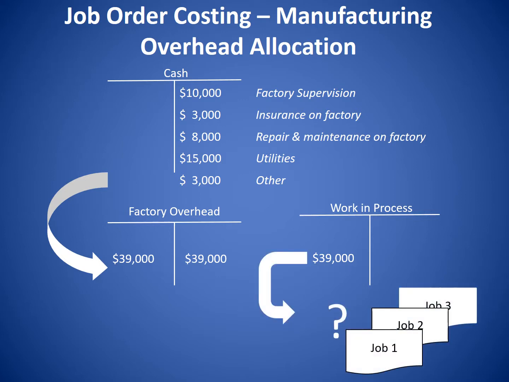Now the question becomes, I've got $39,000, and how do I spread those individual overhead costs back to jobs 1, 2, and 3, assuming I have 3 jobs open? Obviously, if this was an auto repair shop and job number 1 was simply an oil change and job number 3 was a major engine overhaul, the amount of overhead I should charge to job number 1 is probably going to be considerably less than the amount of overhead I should charge to job number 3.